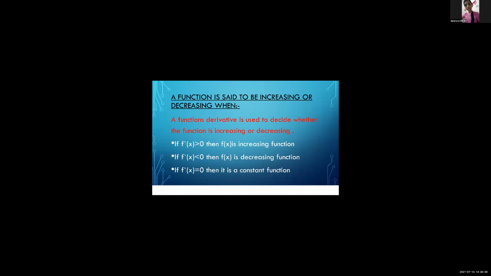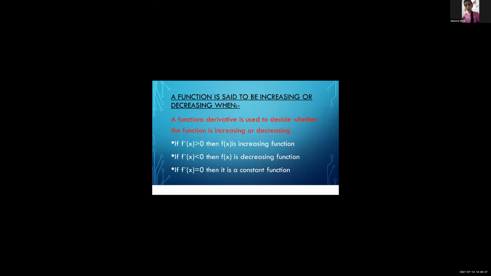Good afternoon to all. Today I'm here to take a seminar on the topic increasing and decreasing function. So let's start. A function is said to be increasing or decreasing when we have three situations. First we have to study the three situations. That is, by using a function's derivative only, we decide whether the function is increasing or decreasing. A function's derivative means we are given a function f of x. By finding the derivative f dash of x, we can decide whether that function is an increasing function or a decreasing function.